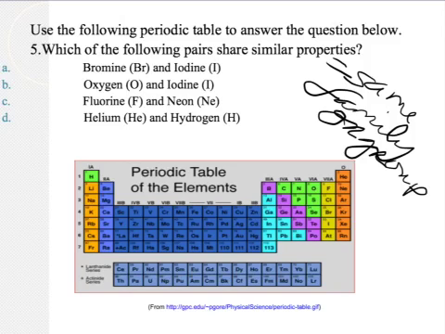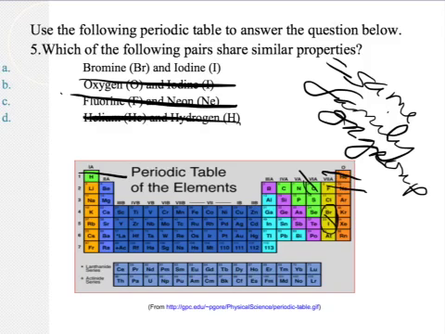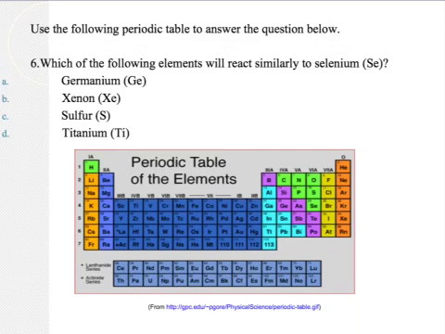Bromine and iodine, they're in the same family because remember, groups go up and down, they're columns. Oxygen and iodine, no, because oxygen is here and iodine is here, so that one doesn't work. Fluorine and neon, they're in the same period, but they're not in the same family, because remember, families and groups go up and down. Hydrogen and helium, again, same period, but not the same family. So again, which of the pairs have similar properties? Bromine and iodine. Why? Because they're in the same family, or if you want to use the word group, it means the same.